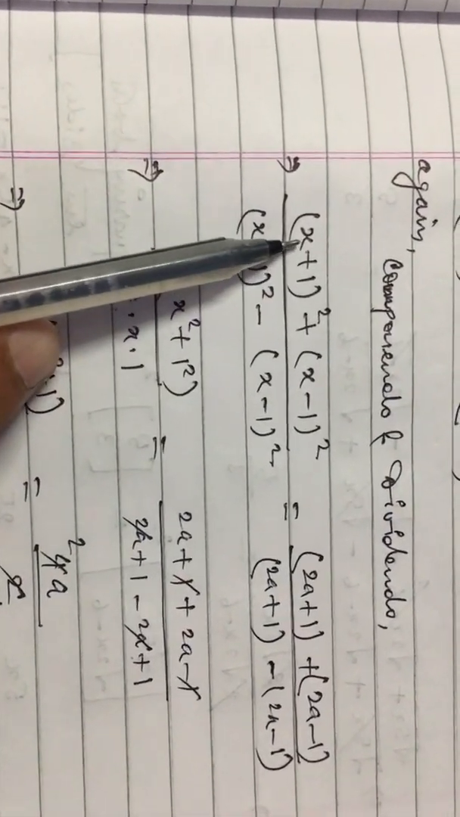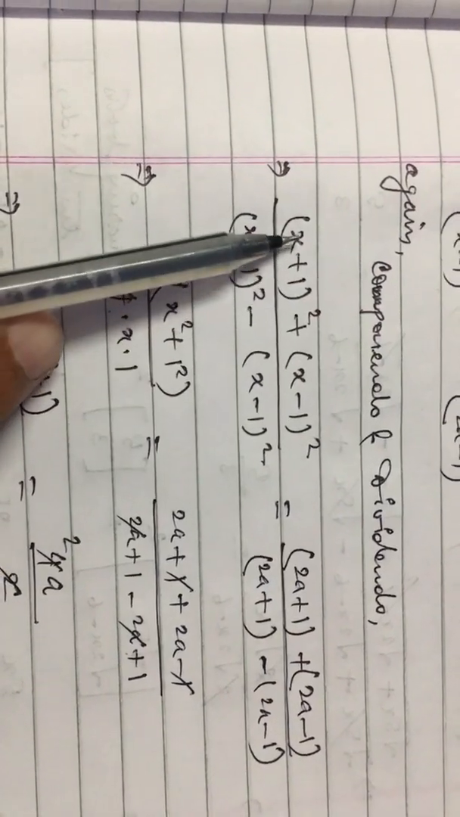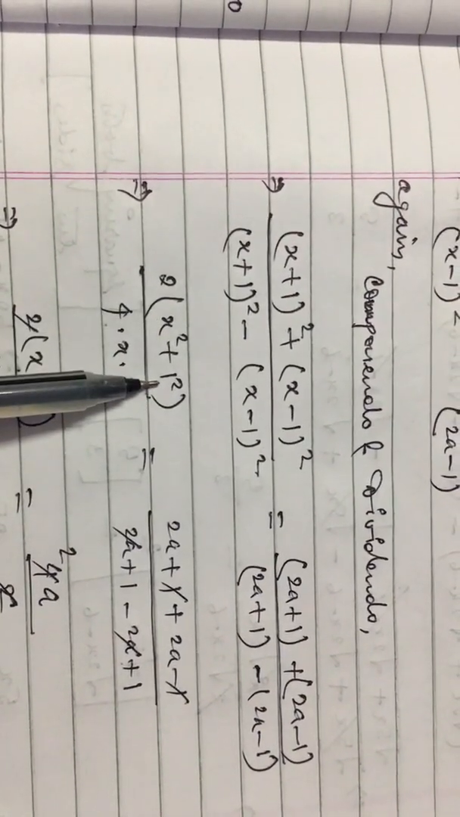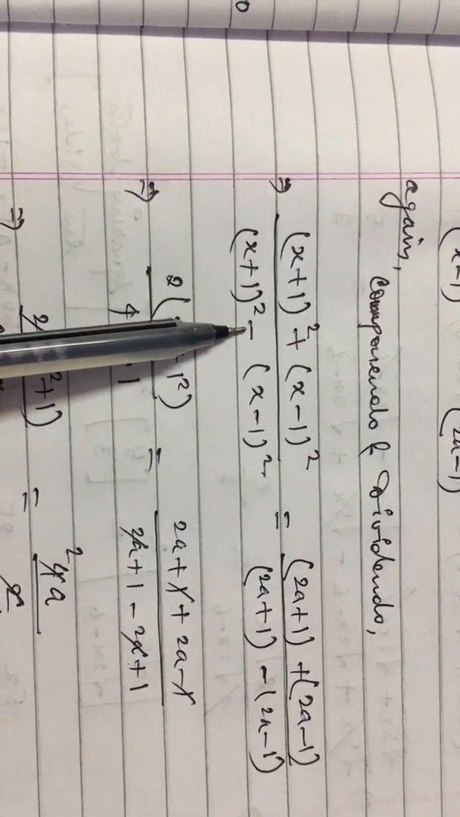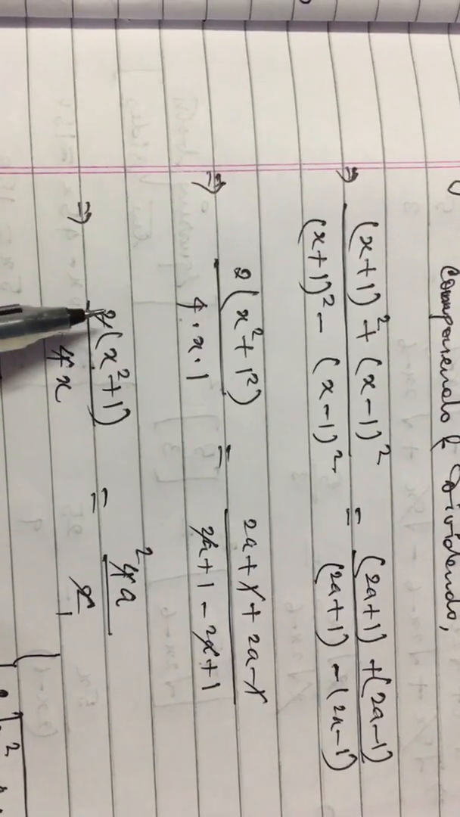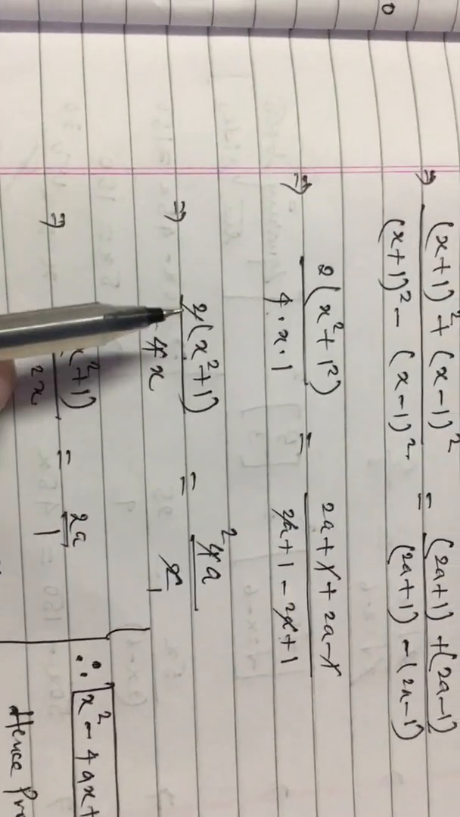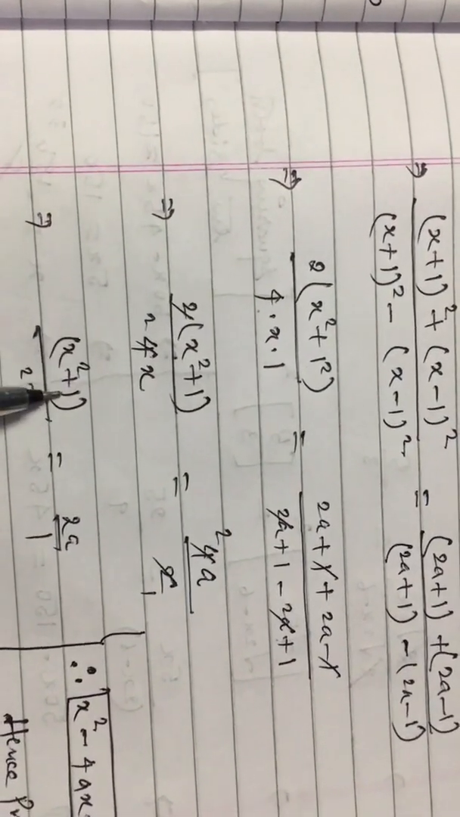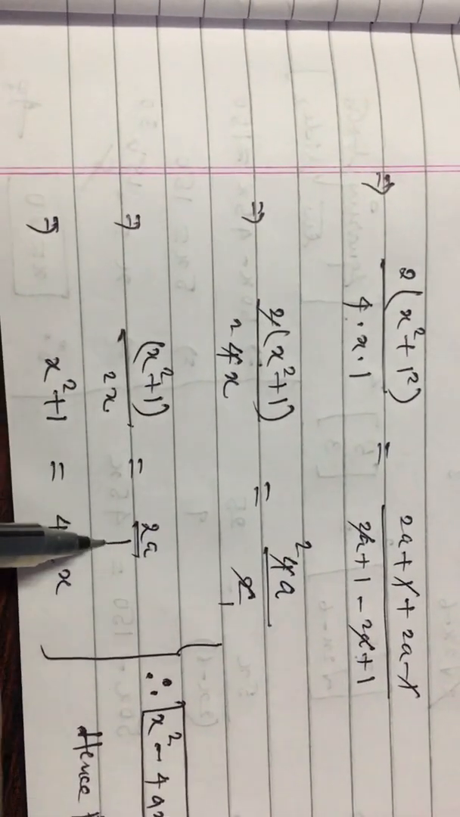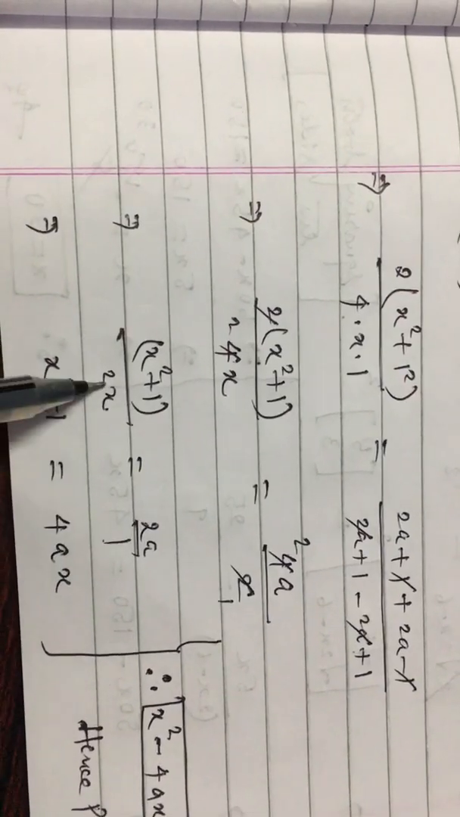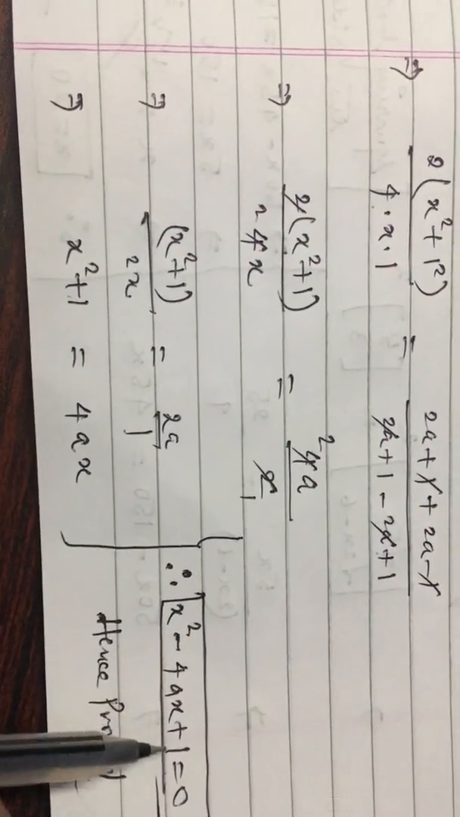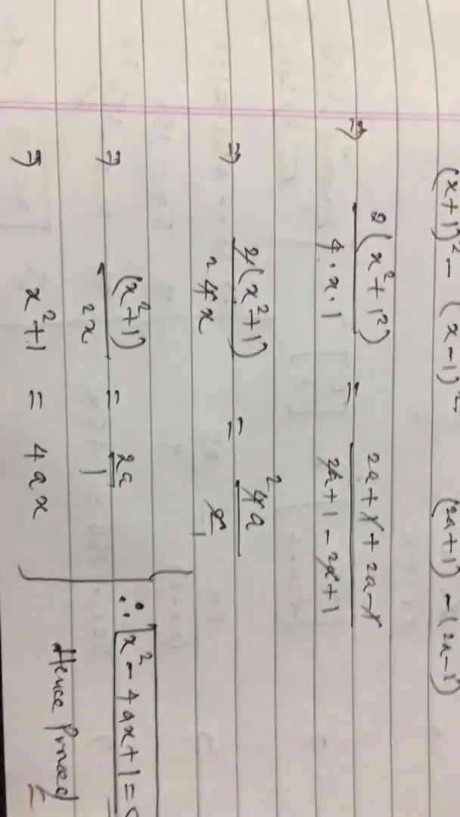See this side. Here we are applying the expansion formula: a plus b whole square plus a minus b whole square is equal to 2 times a square plus b square. And if a minus sign is in between, 4ab should be there. So 2, and that is 4x, and 2 to the 4x. So x square plus 1 by 2x and 2a plus 1. Cross multiply them. x square plus 1 and 2 into 4ax. x square minus 4ax plus 1 is equal to 0. This will be the answer.